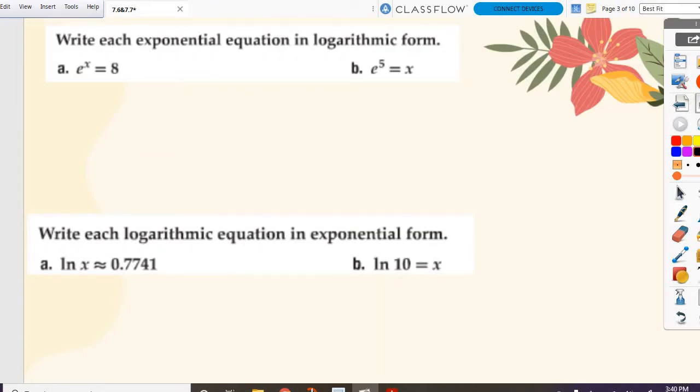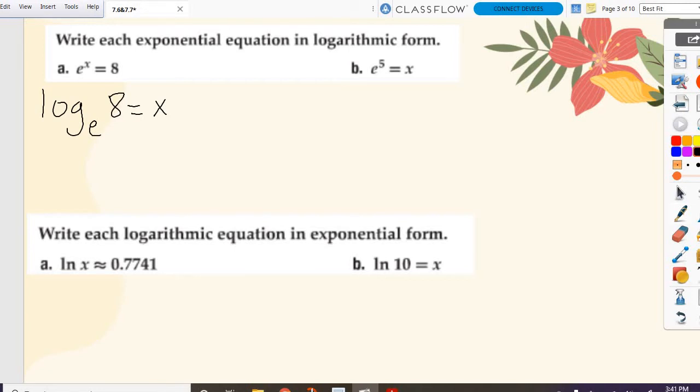Now remember that just because we have different bases, it doesn't change any of the stuff that we've learned thus far with our logarithms. So we can still convert things from logarithmic to exponential form or exponential to logarithmic form. The only difference is now we're going to be using those special bases that we just saw on the previous page. So on this first one, it asks us to rewrite each exponential equation in logarithmic form.